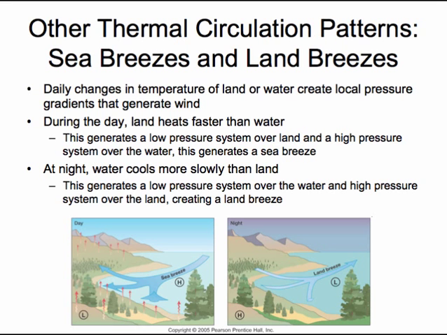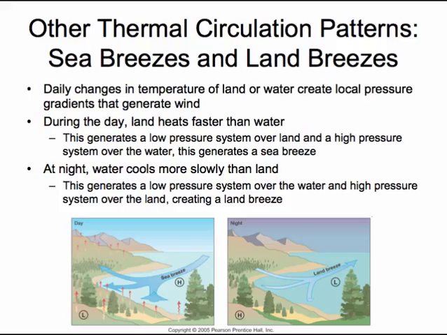Okay, so now we're going to zoom in even a little bit more. We're going to talk about land breezes and sea breezes. These are other types of circulation patterns. Daily changes in temperature of land or water can create local pressure gradients that generate local wind.